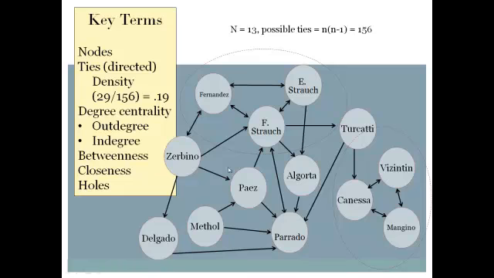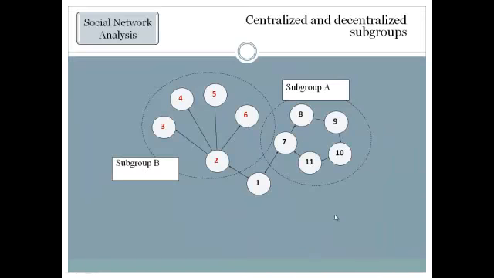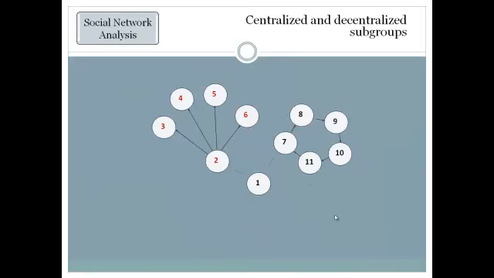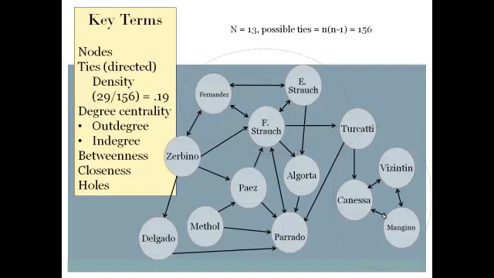Betweenness is a characteristic of particular group members, particular nodes, essentially, where one person could be connected perhaps to 2 subgroups here. So, for example, Turcotte. Notice how Turcotte is connected to this subgroup over here, Byzantin, Canessa, and Mangino, but also connected to this subgroup over here. So Turcotte has a high degree of betweenness.